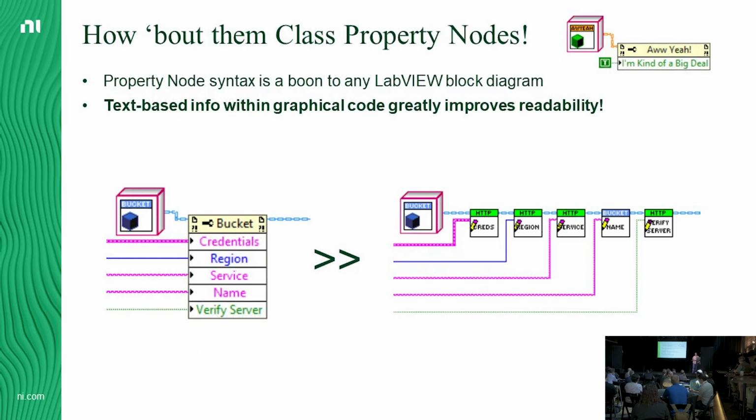So let's talk about another LabVIEW feature that I love. Class property nodes. There's some people that don't like class property nodes. I am not one of them. I think class property nodes are great. I use them all the time. Because a property node is a really easy thing to read on a LabVIEW block diagram. It is a really clear syntax.